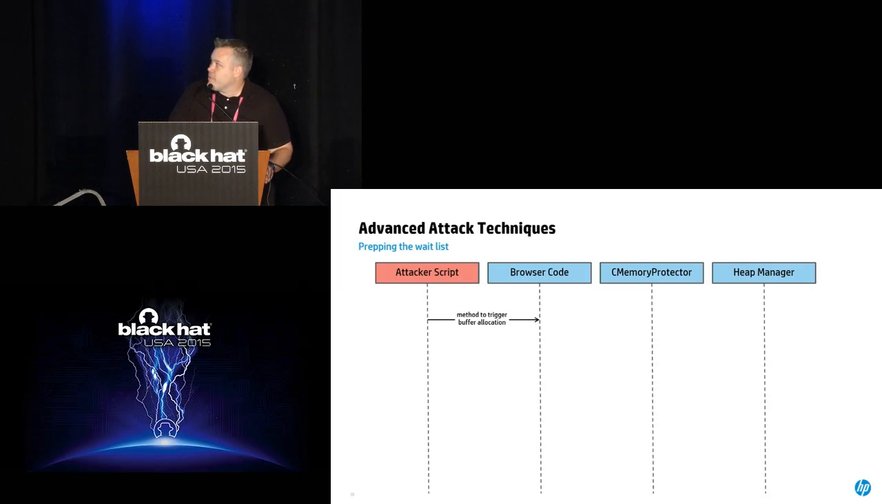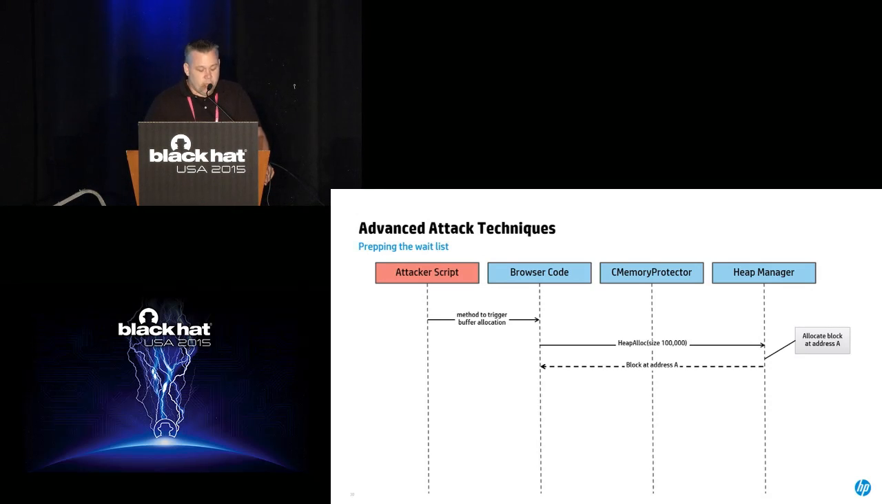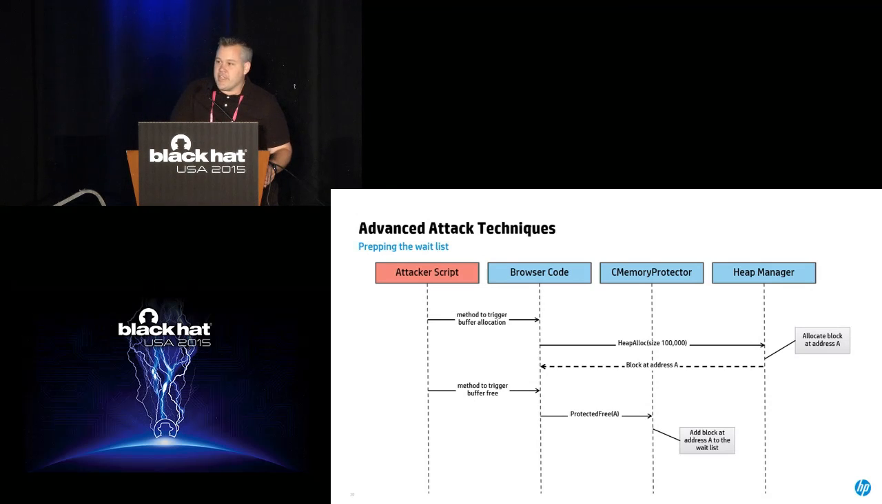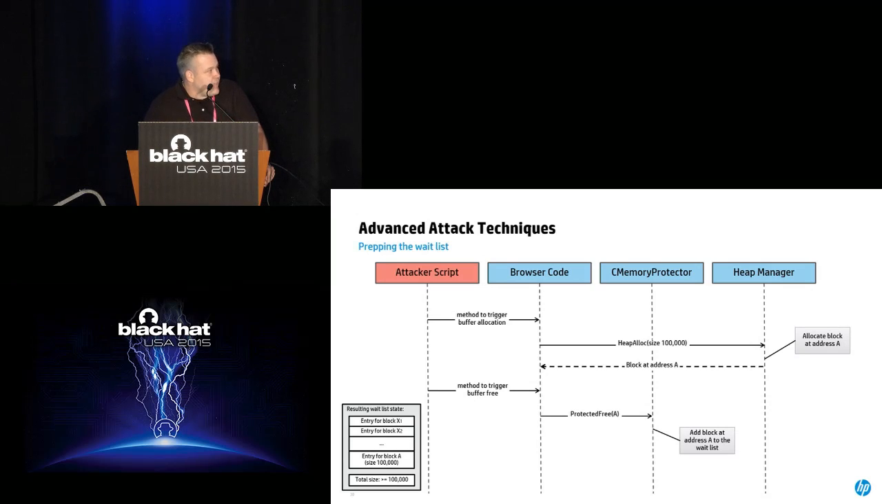So the first thing that we're going to do is prep the waitlist to ensure that the next time the reclamation process occurs, it will occur when protected free runs. So we're going to find a way to allocate a 100,000 byte block, and then we're going to free that block using protected free. And as we know, protected free will add the block to the waitlist after it's done. We result in the waitlist here having block A on it. So at this time, the next time protected free is called, the reclamation process will occur.